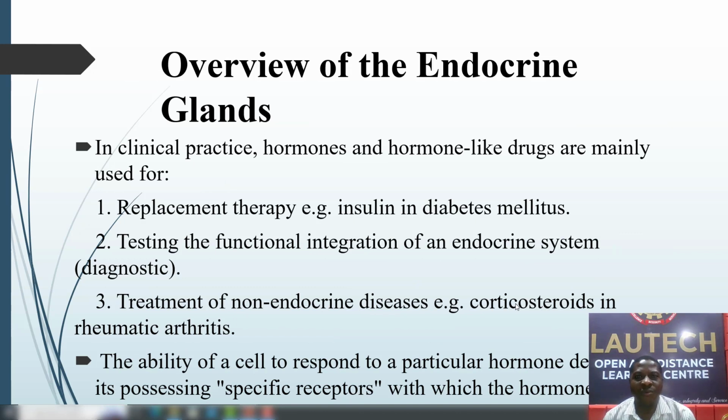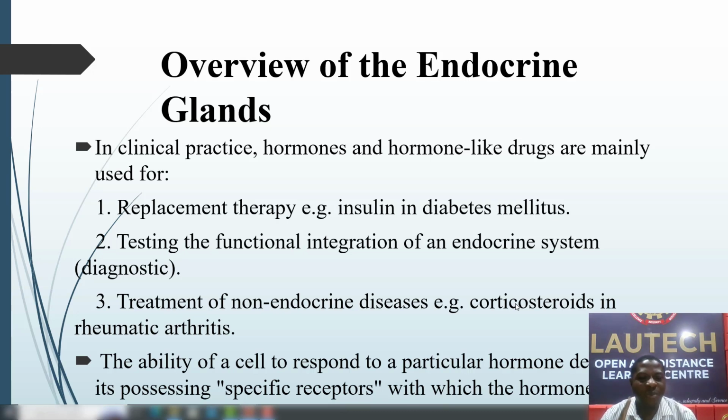Still on overview of the endocrine glands. In clinical practice, hormones and hormone-like drugs are mainly used for, one, replacement therapy. You should take note of that. Most of the time in clinical practice, we use hormones or hormonal drugs to bring about, or they are being used mainly for, these three different purposes.